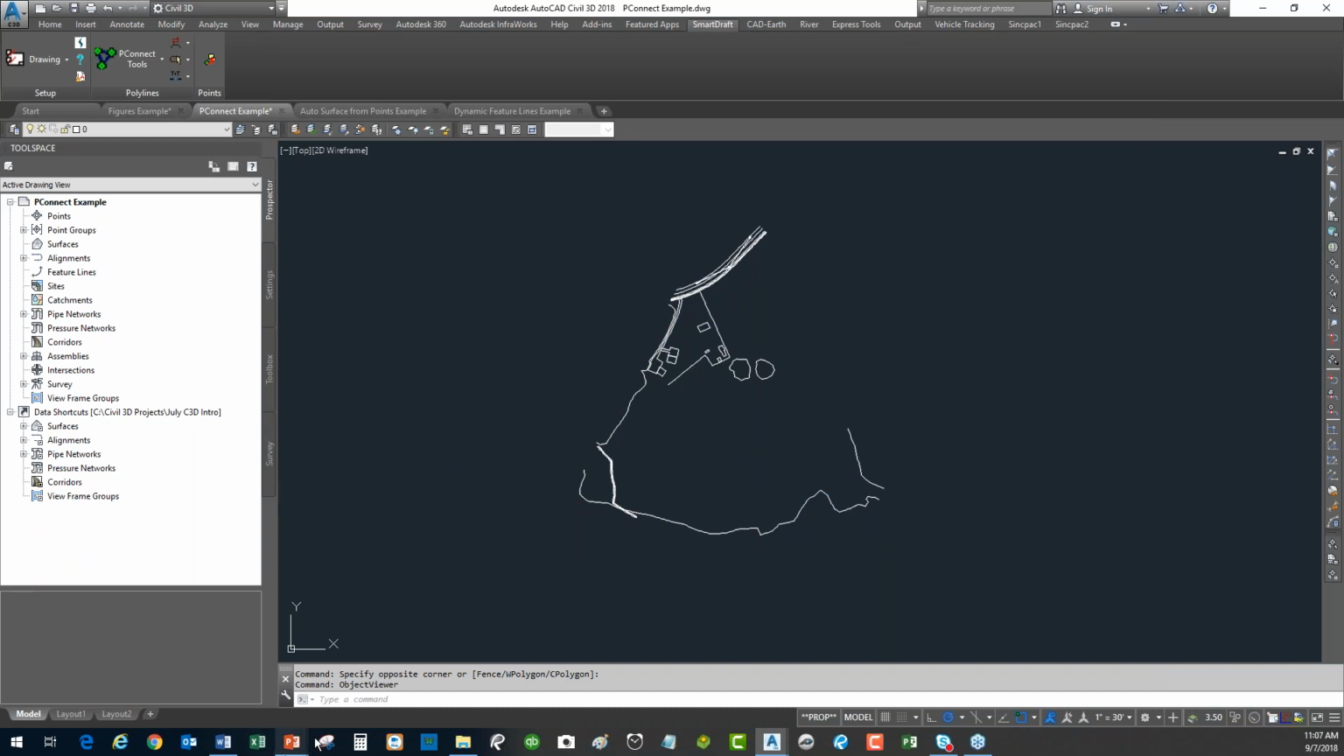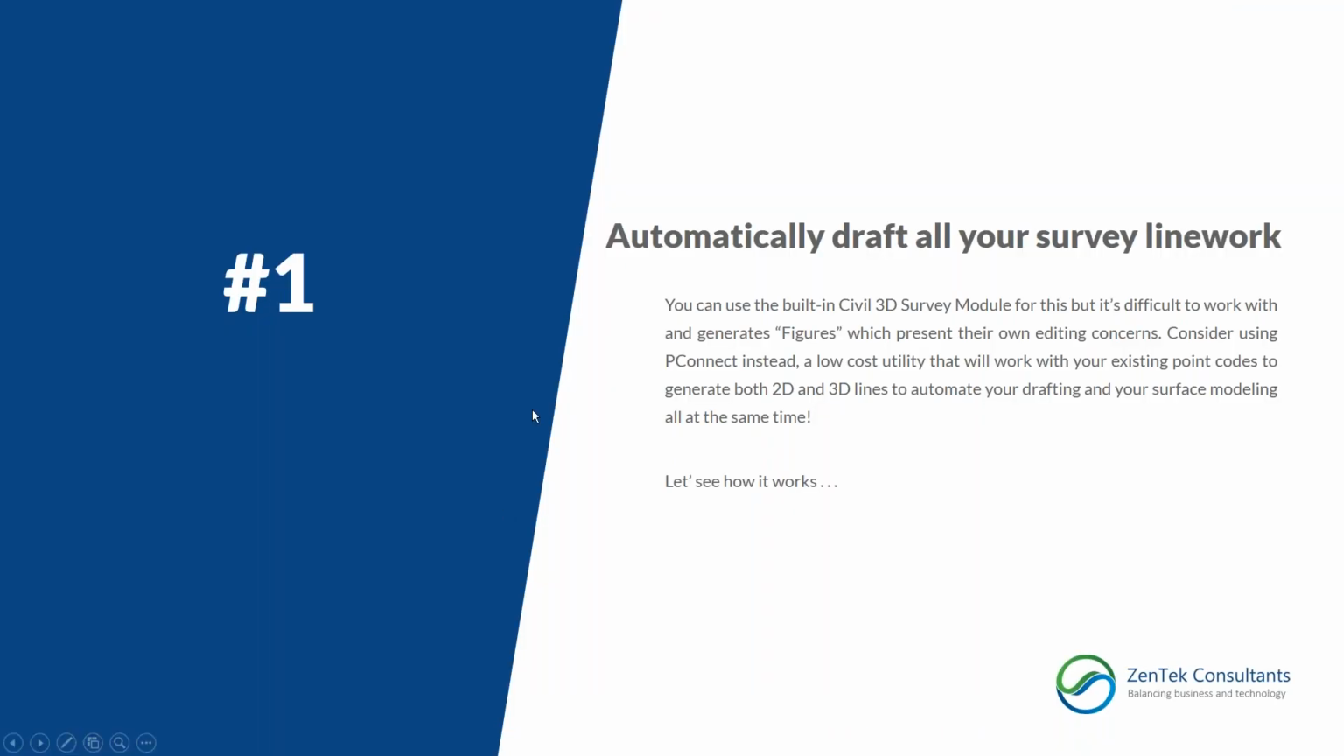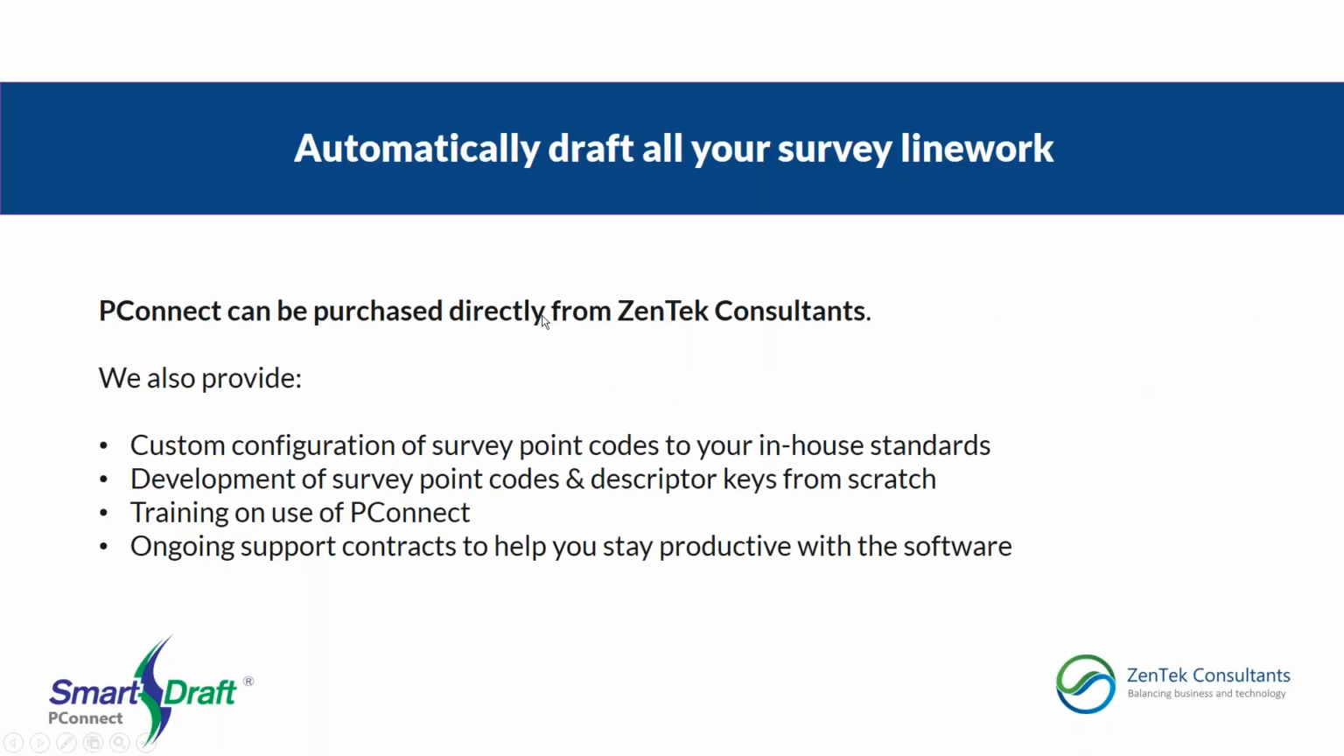So it's a major benefit. That's PConnect, and it's one of the first and quickest items that you can use to automate your survey line work.